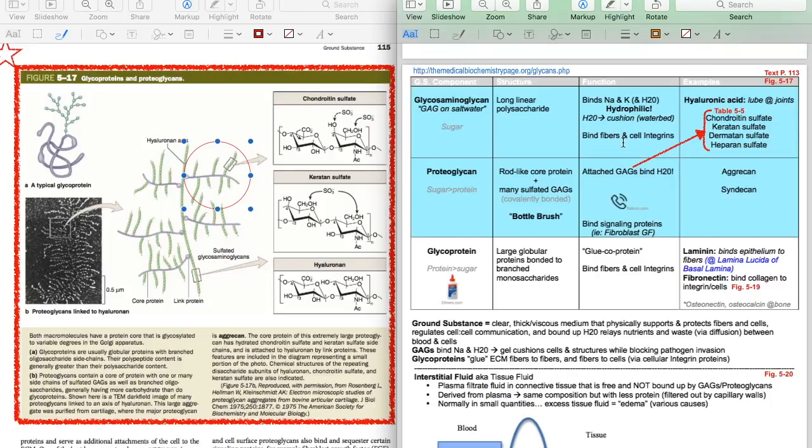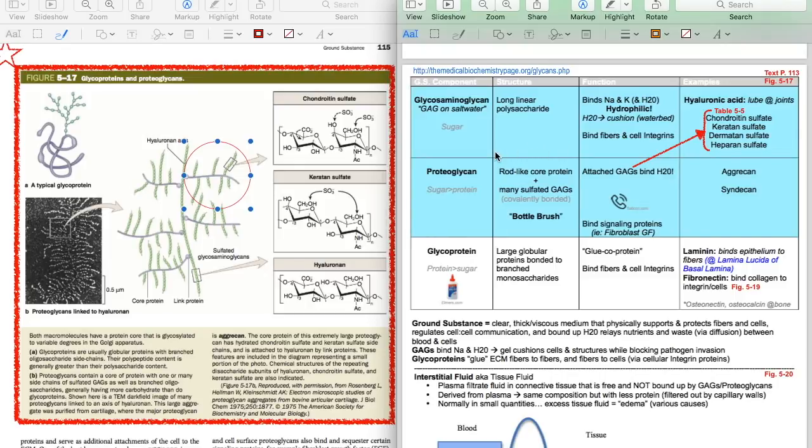And it's also going to have the function of allowing some diffusion of products and nutrients through it, and it's going to be pushing out and keeping out bacteria and stuff like that as well. These GAGs also bind fibers and cell integrins, and cell integrins are just basically little things that connect the inside of a cell with the outside world of a cell.